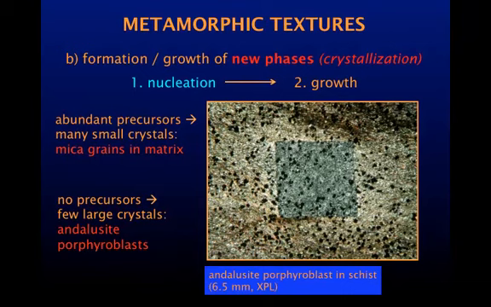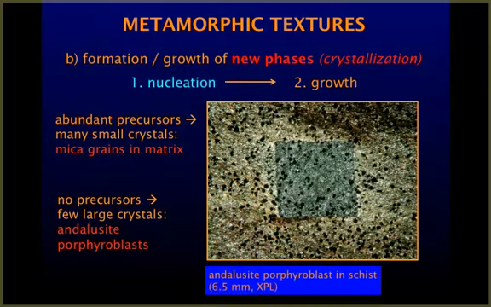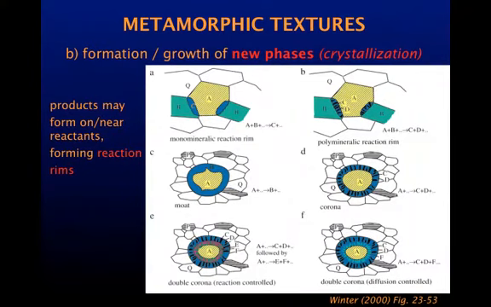We can also see the growth of new phases, so the crystallization of new metamorphic minerals. In this image, you see an andalusite crystal growing on top of these small mica crystals that are in this rock, and they're including those minerals in the andalusite that's a new growth. You also see those kinds of inclusions in garnets commonly, including in the thin sections that you're looking at now.